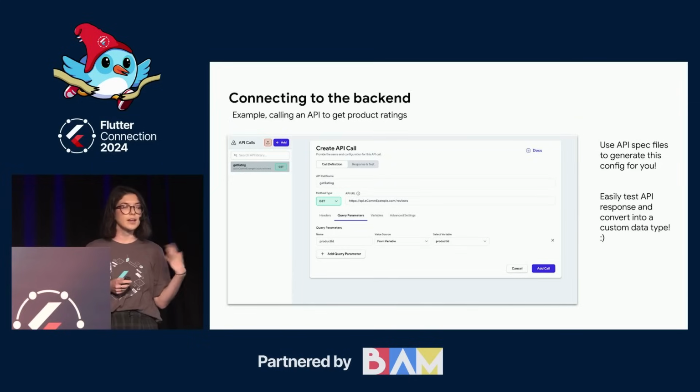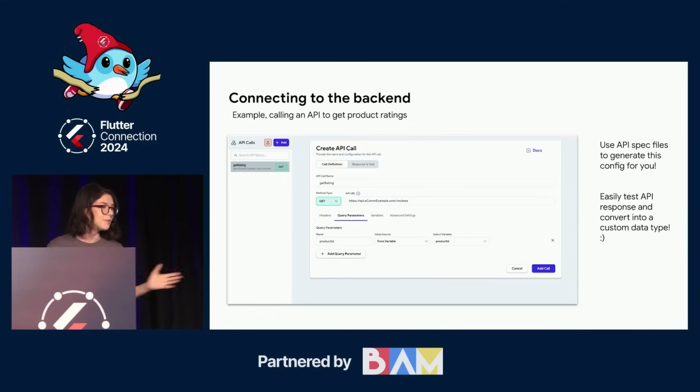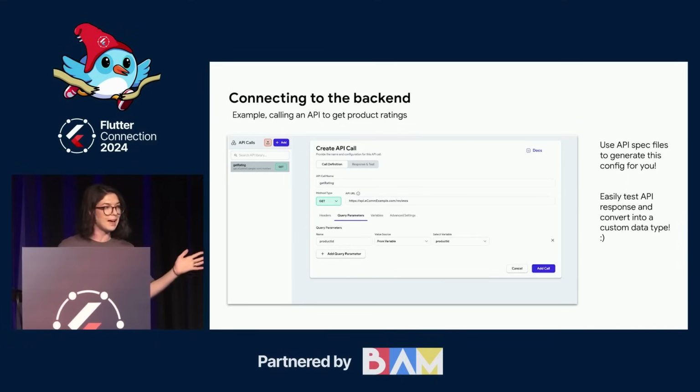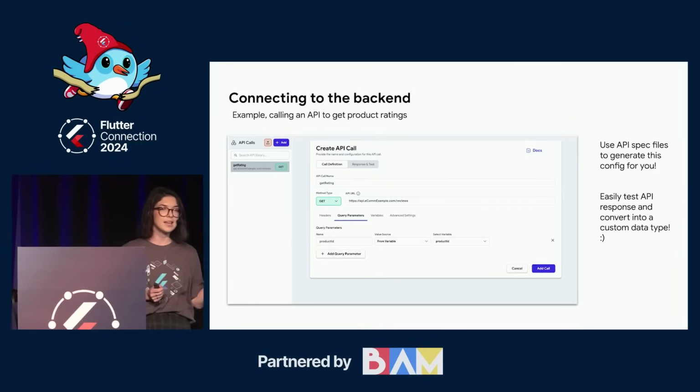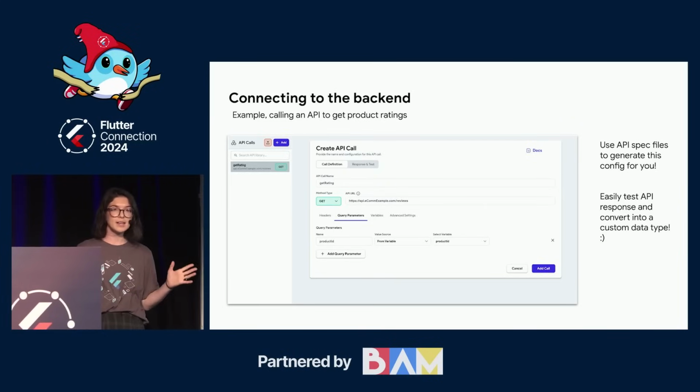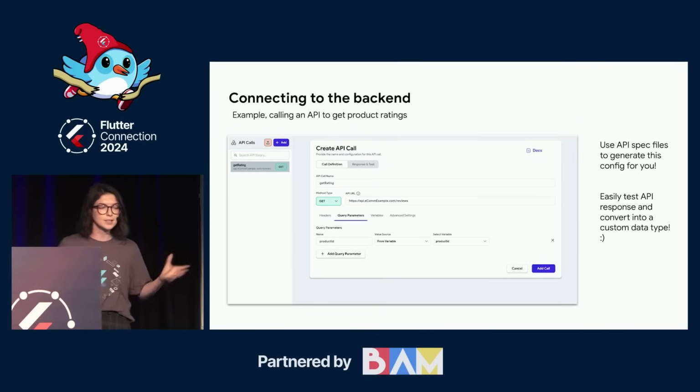So in FlutterFlow, I can create an API call. One nice thing is that you can upload an API spec, like an OpenAPI file, to just automatically handle this for you. But in my example, I've created an API that just calls this URL to get the ratings of my product.